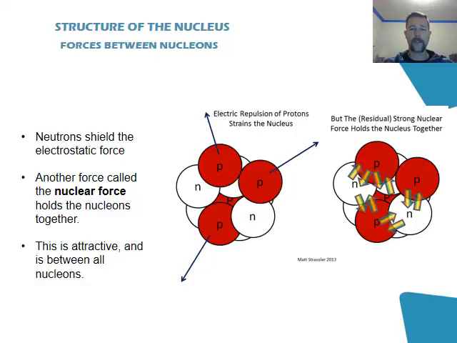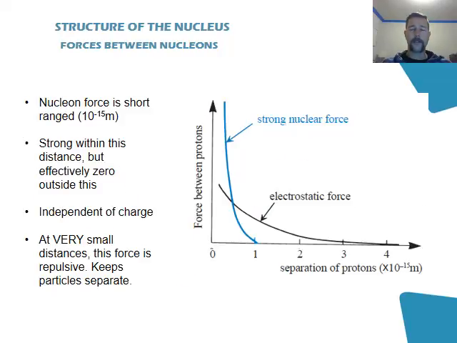This strong nuclear force can overcome the electrostatic force at close distances. The strong nuclear force acts at a very short range, up to a distance of 1 nucleon. Beyond this, it is effectively zero. At very short range, the force is actually repulsive, which keeps the nucleons separate.